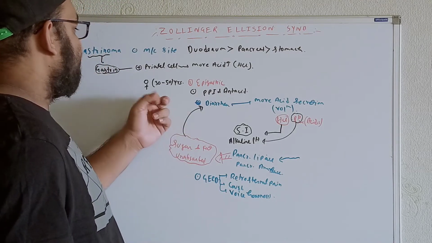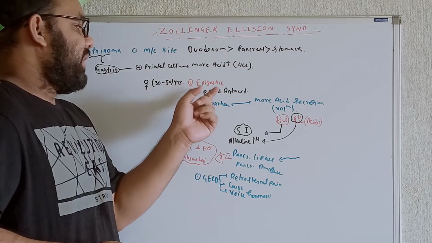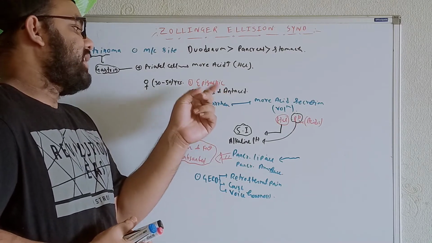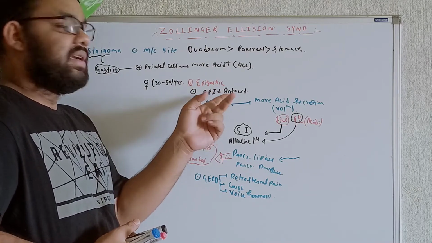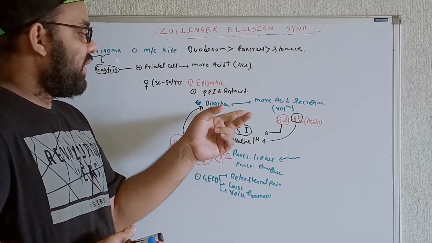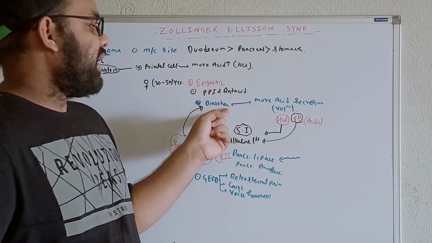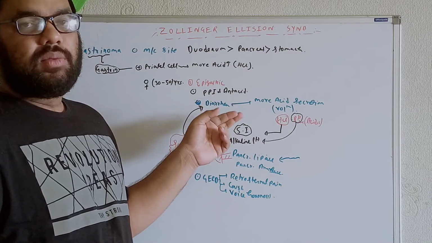Zollinger-Ellison syndrome. I'm repeating once again. We'll get the gastric pain for that. For example, the individual is taking the PPI, proton pump inhibitor, or the antacids. As a result, we'll also get the development of diarrhea. So why will we see the development of the diarrhea?